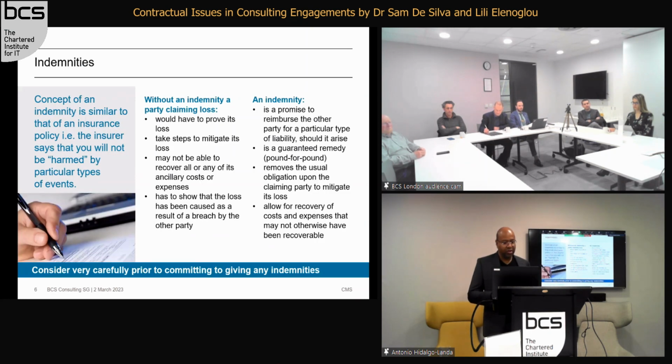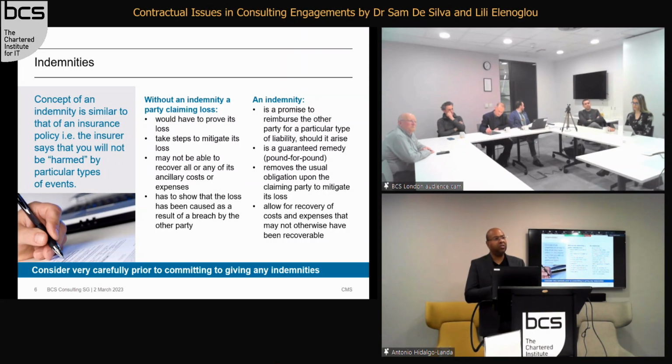So indemnities. Often people don't really understand indemnities. So let's take the situation where you don't have an indemnity. You as a consultant provide a service or a product. You don't provide it properly. What happens? If there was no indemnity, the customer would have to sue you for breach of contract. So it'll have to prove its loss. The loss it suffered, it has to take steps to mitigate its loss. It may not be able to recover all its incidental costs, ancillary costs, for example, legal expenses and so forth. And importantly, it has to show that the actual loss has been caused as a result of the breach, i.e. because this was done, or not done, that's actually caused the loss. So it's quite a high threshold to claim breach of contract.